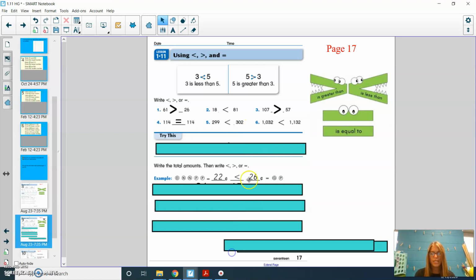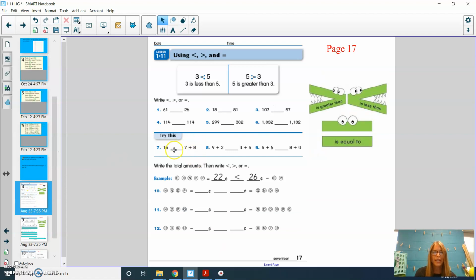For question number 6, I'm going to reread that number. So for number 6, 1,032 is less than 1,132.